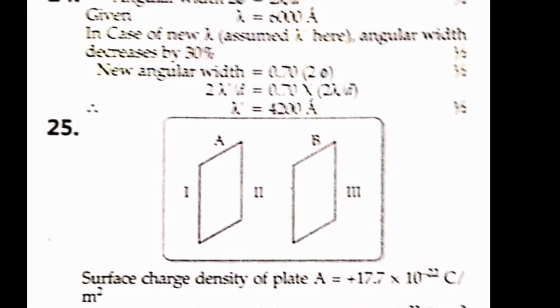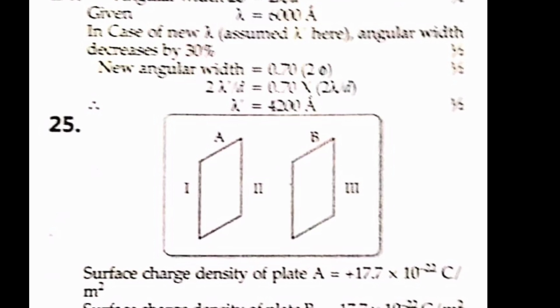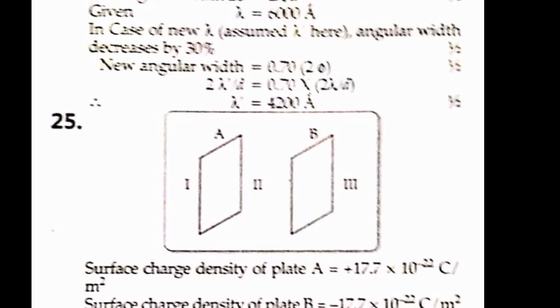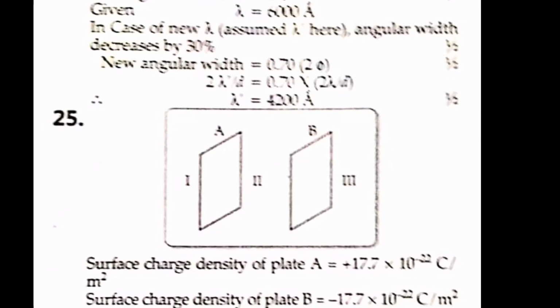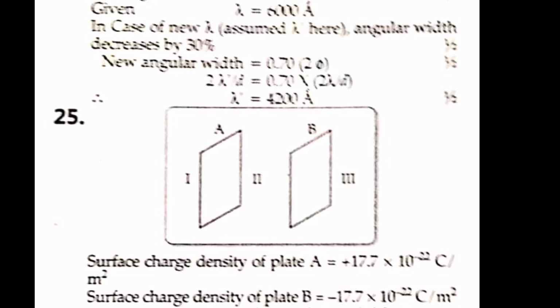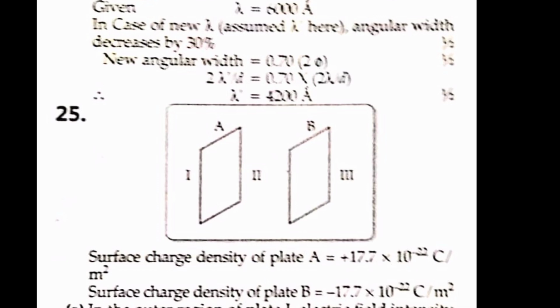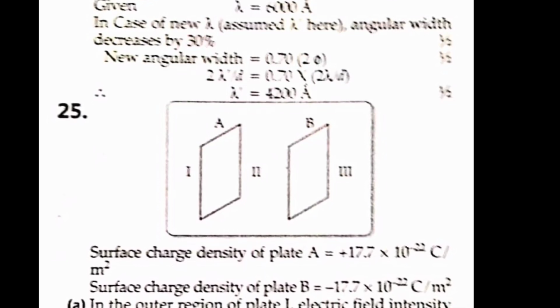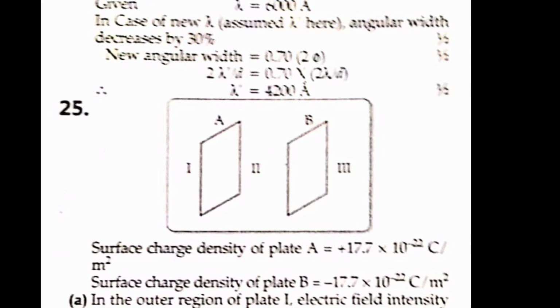So we can write the new angular width as 2 lambda dash by d, that will be equal to 0.70 into 2 lambda by d. 2 into lambda dash by d will be equal to 0.70 into 2 lambda by d. Clear? So from that we can calculate the value of the new wavelength, that is lambda dash. So what will be that? 4200 angstrom. Clear? So that equation we have to remember, that is 2 phi is equal to 2 lambda by d.